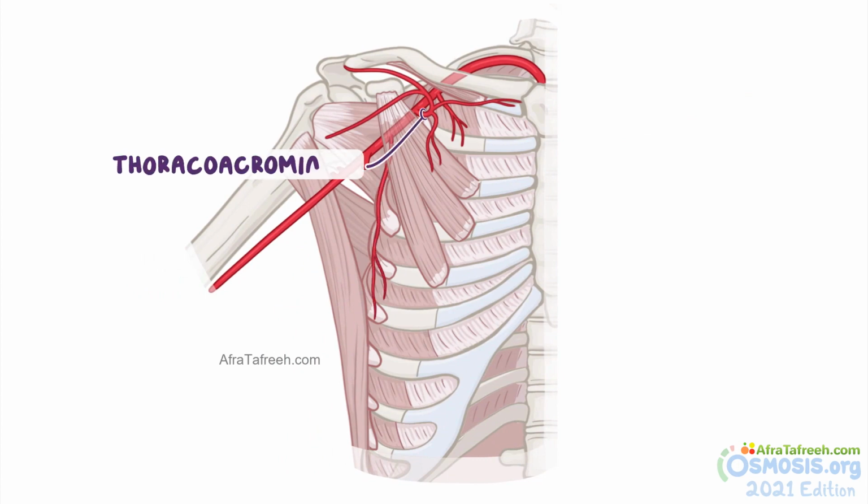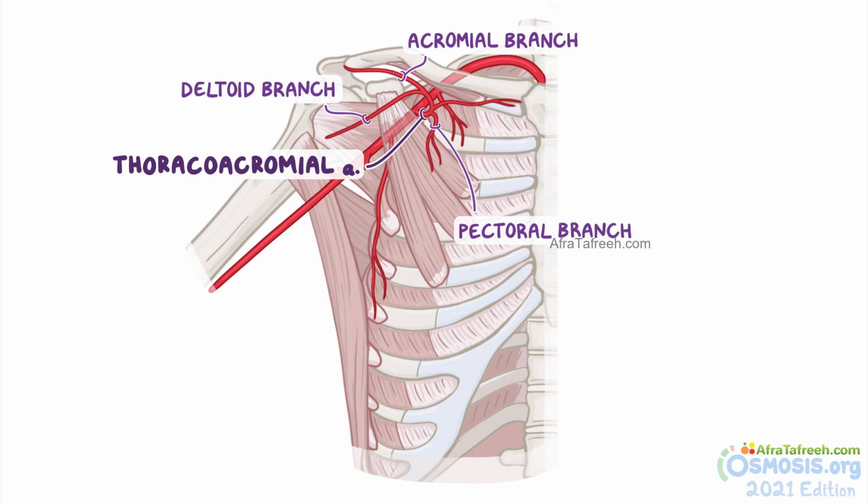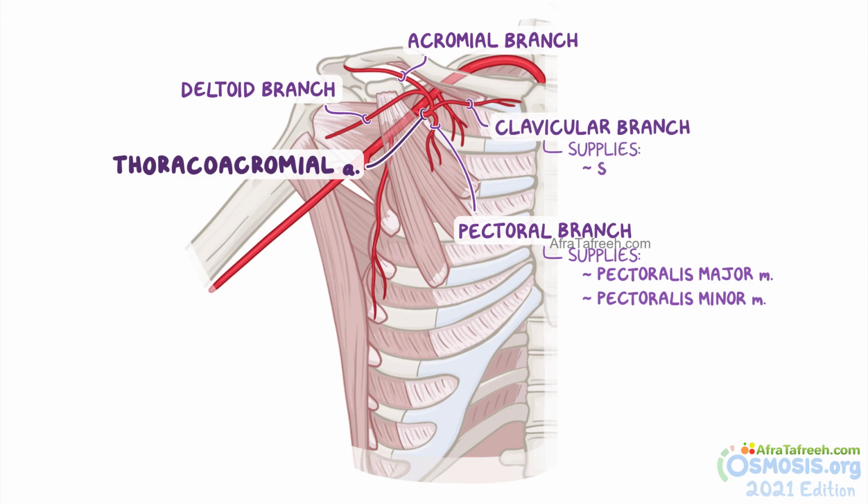The thoracoacromial artery comes out medial to the pectoralis minor as a short, wide trunk and divides into 4 branches deep to the pectoralis major. The acromial branch, which goes toward the acromion process of the scapula, the deltoid branch, which passes between the deltoid and pectoralis major muscles in the deltopectoral groove, the pectoral branch, which passes between the pectoralis major and minor and supplies both muscles, and the clavicular branch, which supplies the subclavius muscle and the sternoclavicular joint.